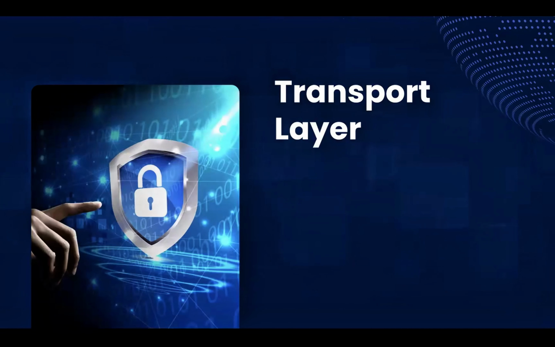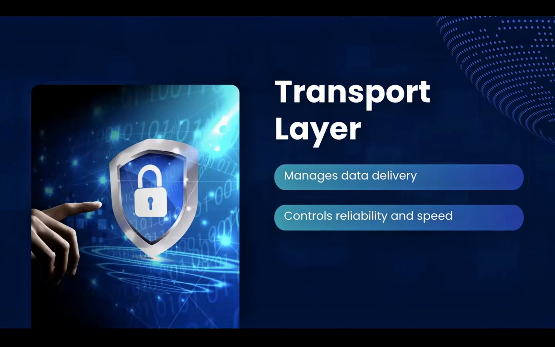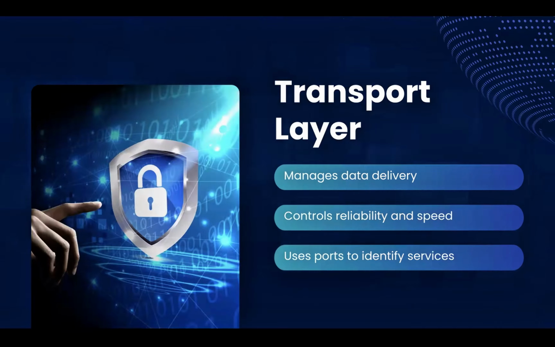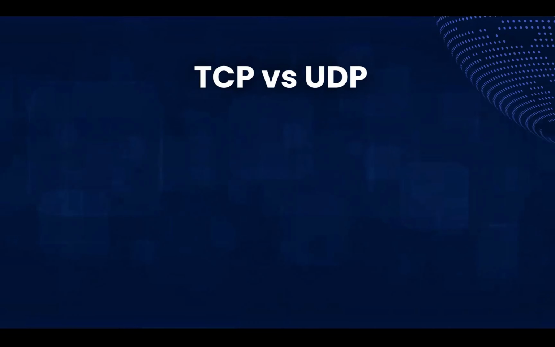Next, the transport layer. The transport layer manages delivery details. It controls reliability and speed. It uses ports to identify services. It ensures data reaches the right application, and two main protocols are used for this. So let's consider the two main protocols that are used in the transport layer. The first one is TCP and the second one is UDP.